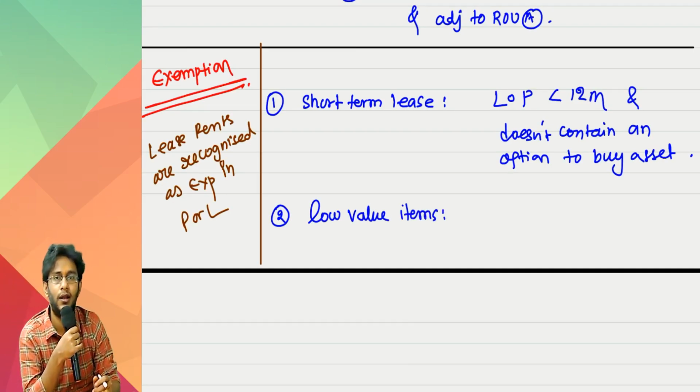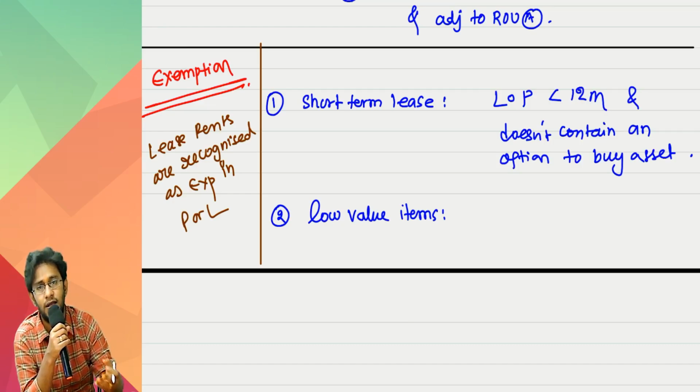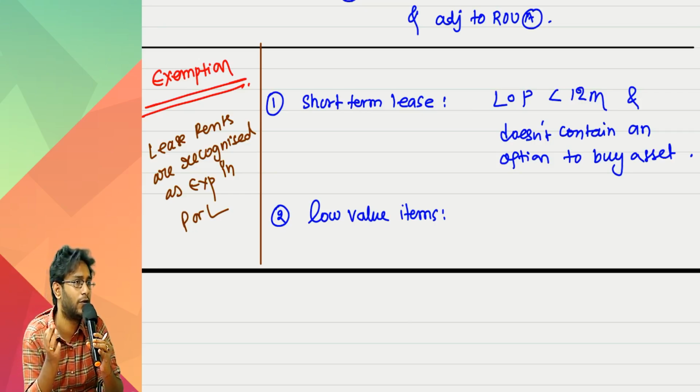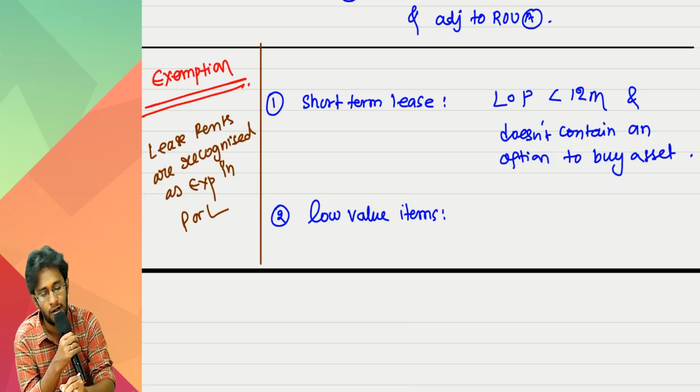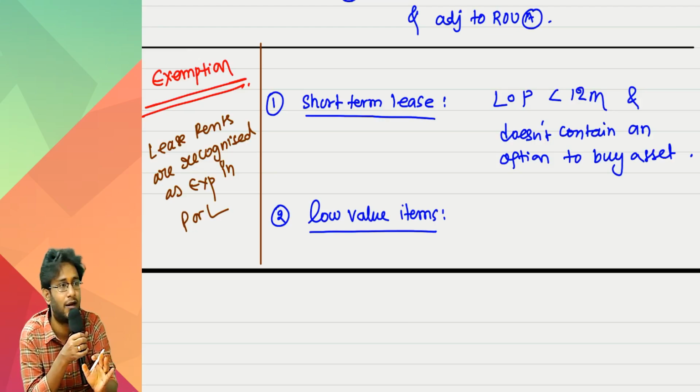When you have taken a lease of an asset, and the asset is prima facie a low value item, the standard says you need not capitalize this as a ROU asset and recognize lease liability and all. Whatever rent you are paying, book it off as expense in your P&L account if you want. Now here the twist is, what is a low value item? The standard does not define. But how much is low value? The standard does not define.